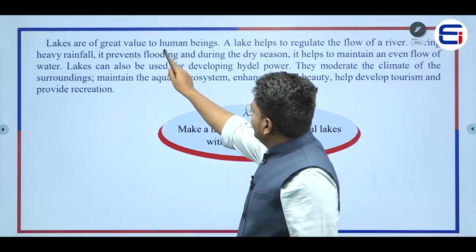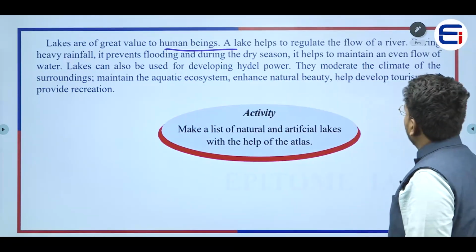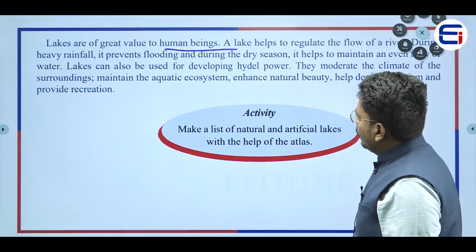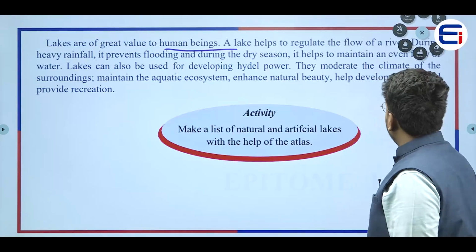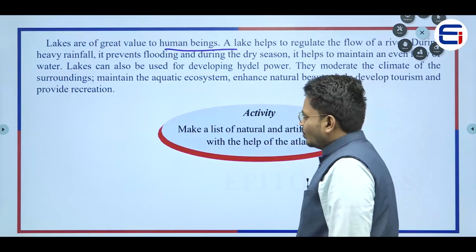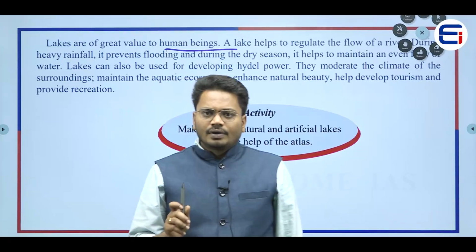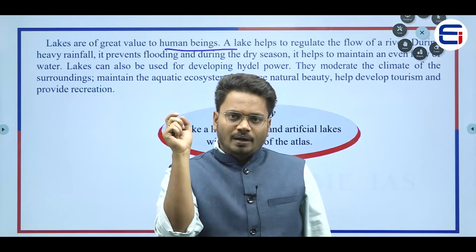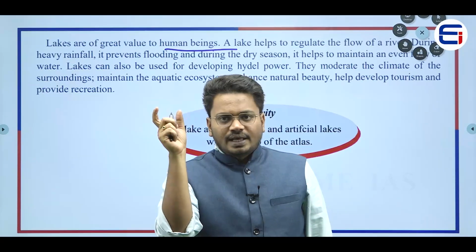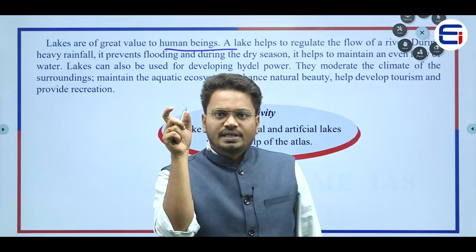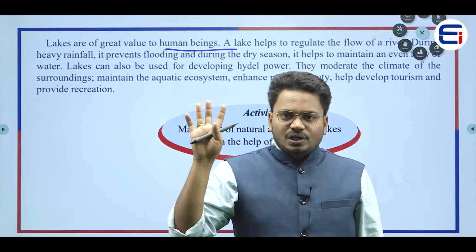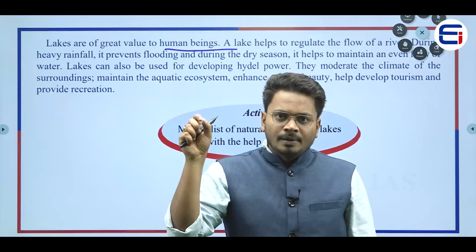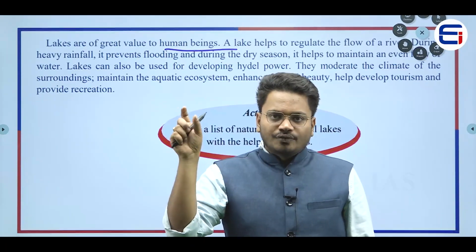Now, lakes are of great value to human beings as the lakes help to regulate the flow of rivers. During heavy rainfall, they prevent flooding, and during the dry season, they help to maintain even flow of water. Now, the point is, so far we have seen regarding the rivers, right? So, not only rivers, even these lakes are also part of the entire drainage system. Now, these lakes act as supporting things. How? Whenever there are huge floods, the lakes take the water from those floods, and it provides a cushion zone for the people, right?